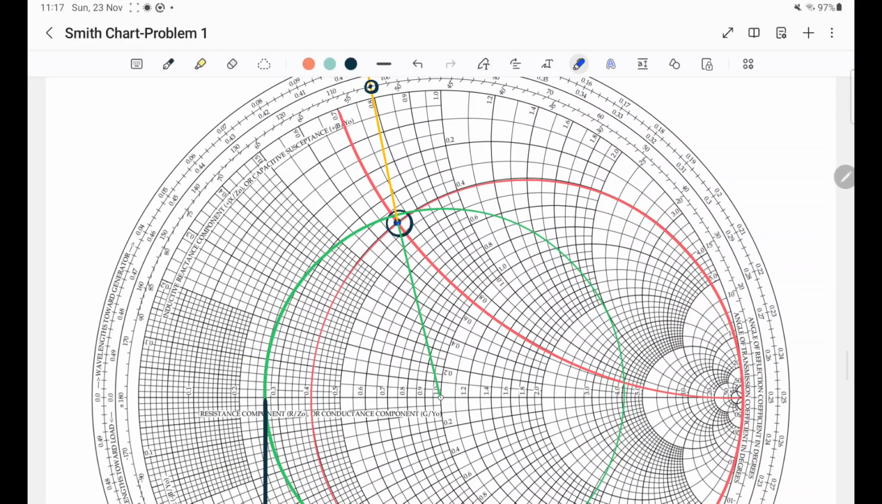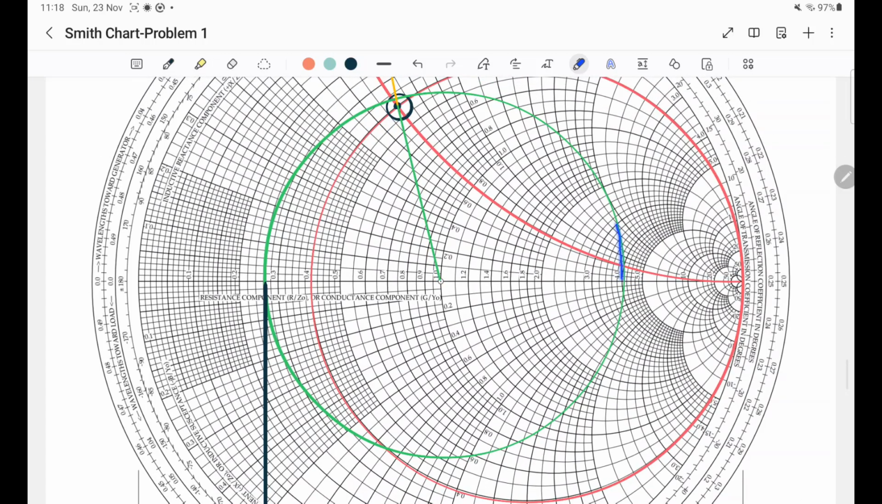So you have already got this point. From the center of the Smith chart, if you draw a line which meets at this point, this line, then keeping this as a radius, if you draw a circle with center at this point with this as a radius, then this particular circle is called your VSWR circle.